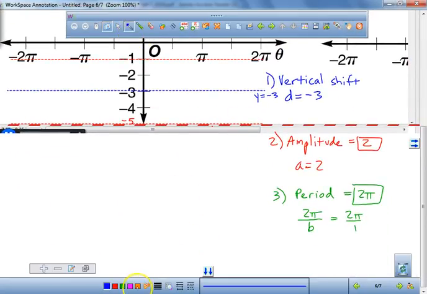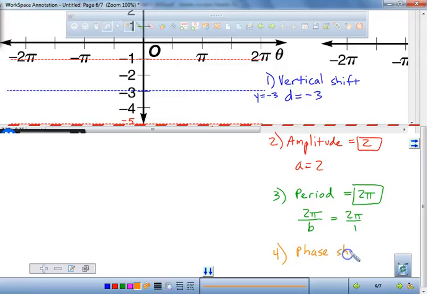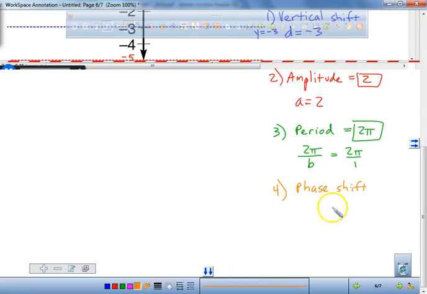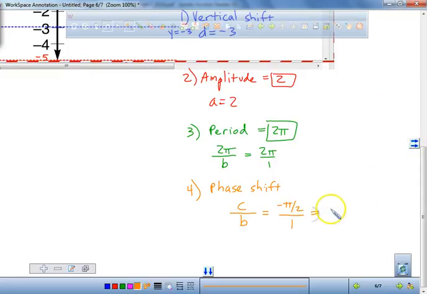This is something that's going to be new for everybody. So right here, step number 4, we're going to work on phase shift. Now there's a formula for phase shift. If you look carefully on your paper, there's a formula. What's that formula? C divided by B. Now what was our C value? Our C value was negative pi over 2. And this time it's easy. What's our B value? It's just a 1. So our phase shift is actually negative pi over 2.